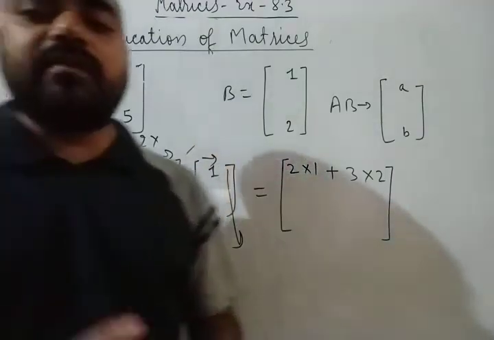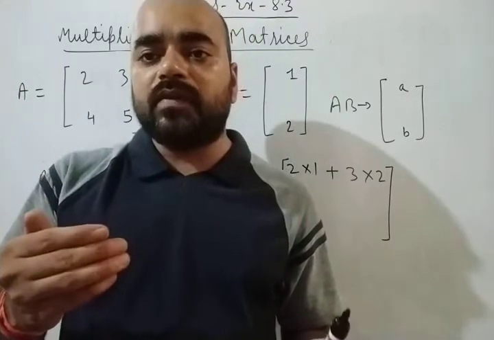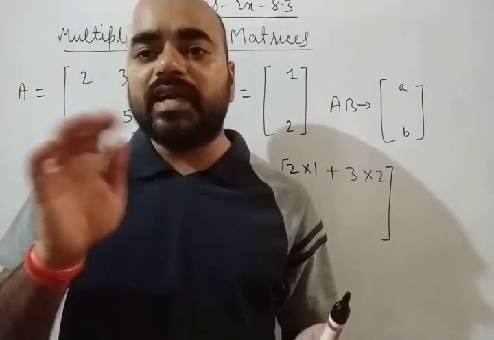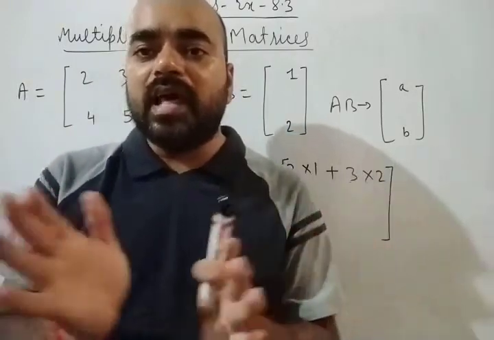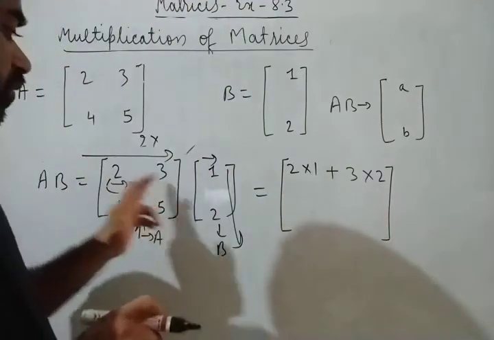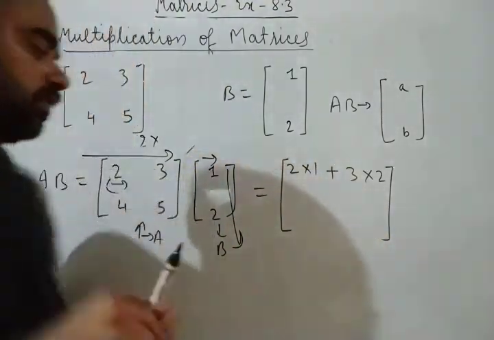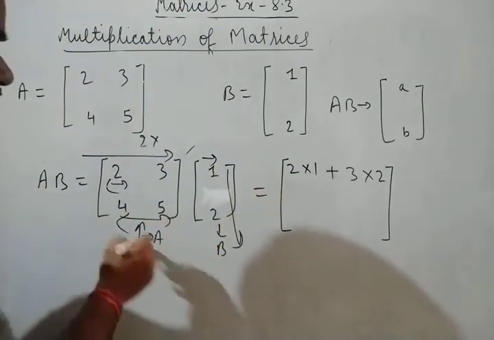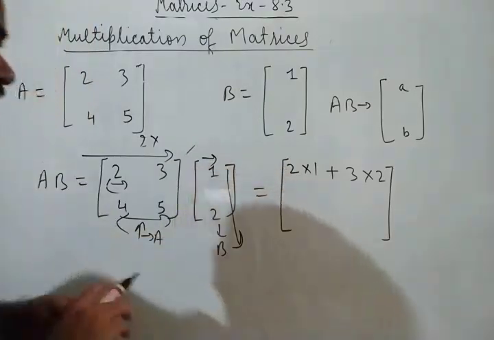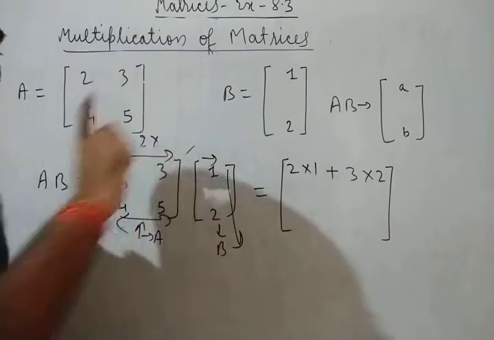Understood? Whenever you have to multiply two matrices, take the first row and multiply it with the first column of the second matrix, and the corresponding elements will be multiplied and added. That will give a single element. Correct? Now, row 1, column 1. Finished. No more columns are there. Now, we will follow the same procedure with row 2, that is R2. The second row will be multiplied with the first column in the same manner.